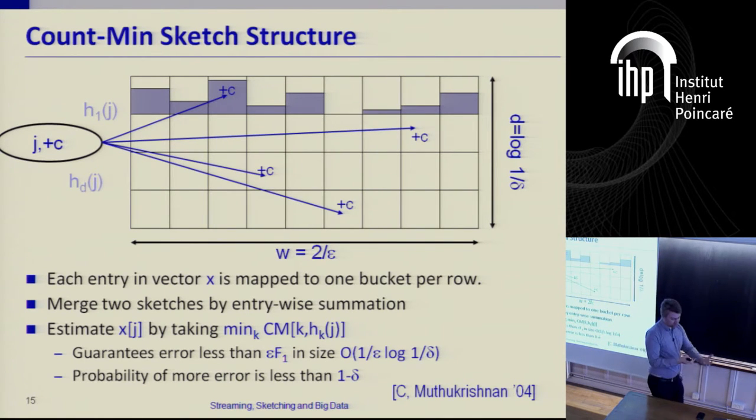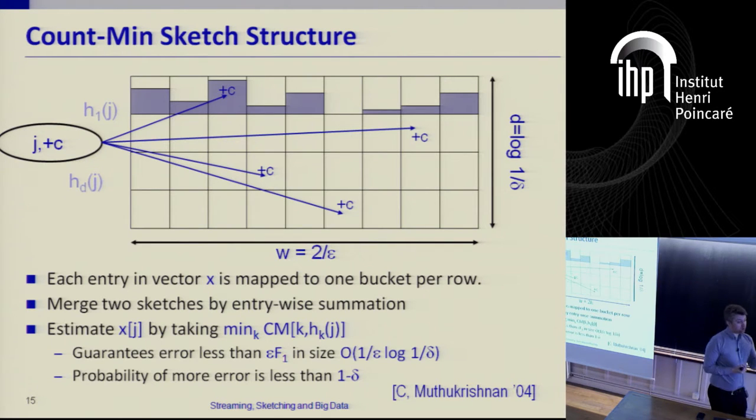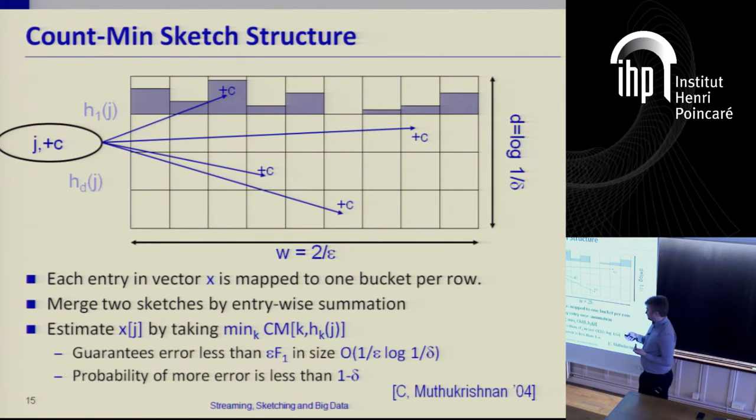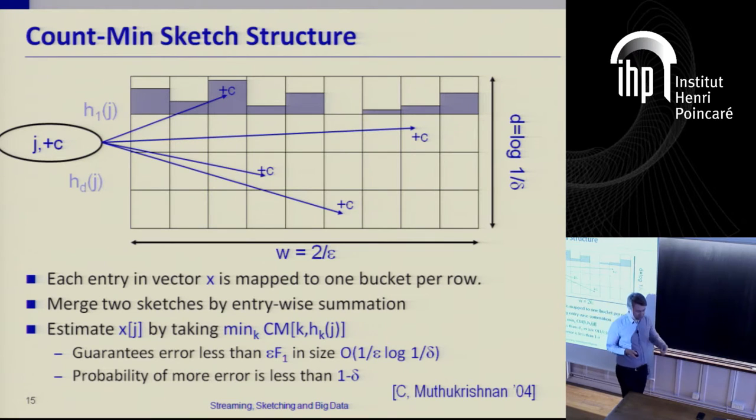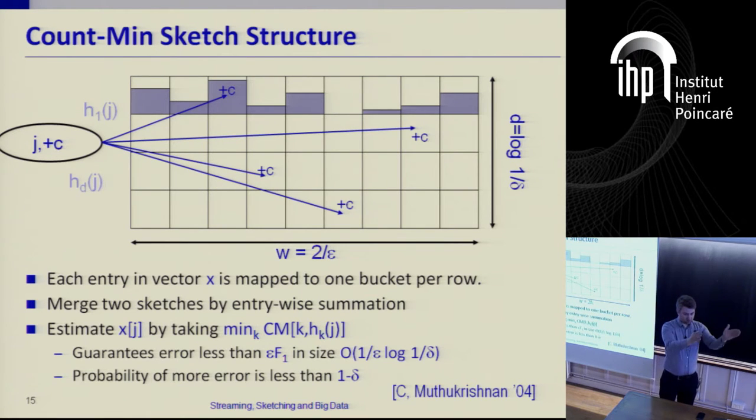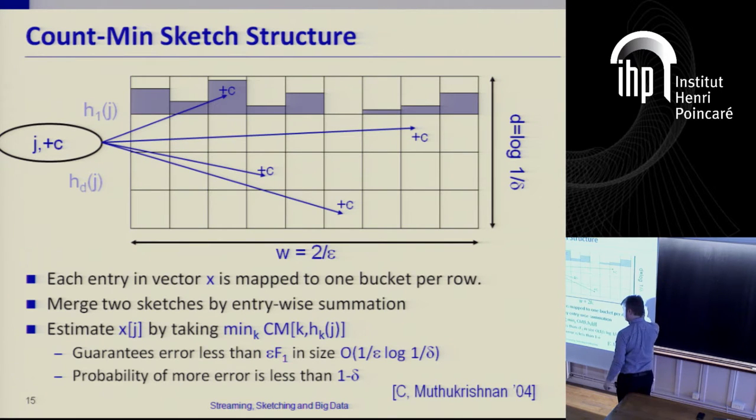So essentially, you can think of this as doing a random bucketing of the vector x, this frequency vector x. You can think of it as doing a random-ish permutation of the indices, and then just grouping chunks of indices together and taking their sum. Okay. So what do we get from this?